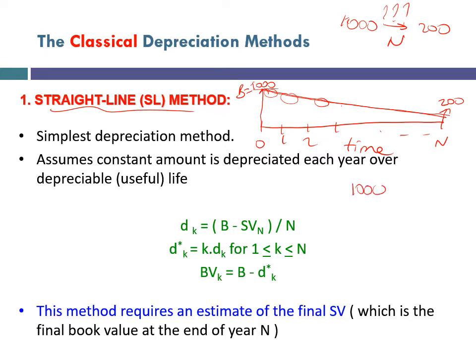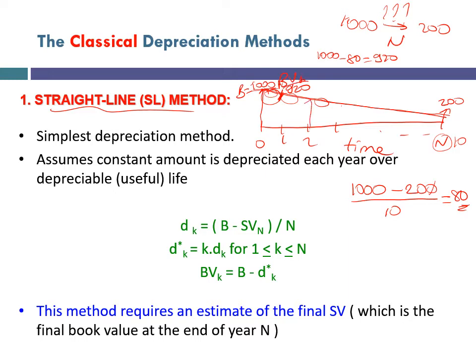Of course, you can find the amount of reduction each year by simply subtracting the end value 200 from this initial value 1000 and dividing it by the number of years. Let's say this is 10 years. Okay, and here the value appears to be 800 divided by 10, it's 80. So in the first year, the book value is reduced by 80. So 1000 minus 80, 920. So it means that the book value in year 1 is 920.